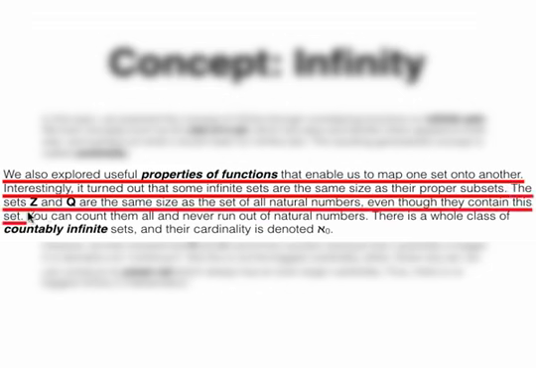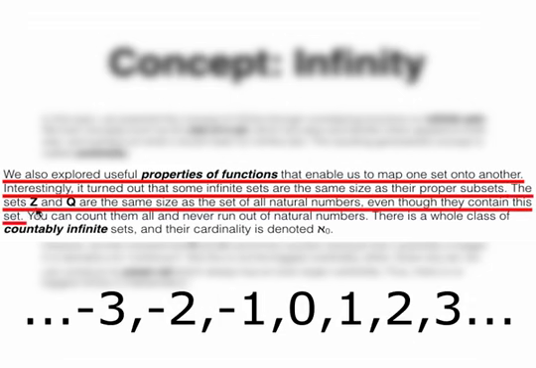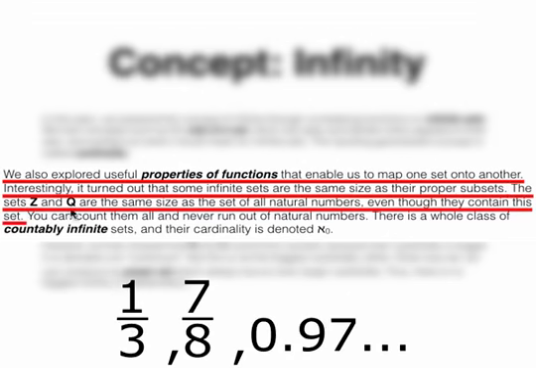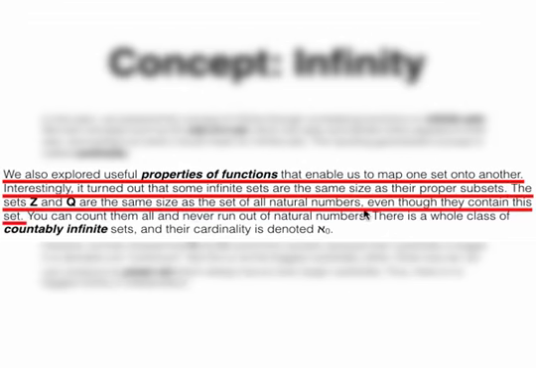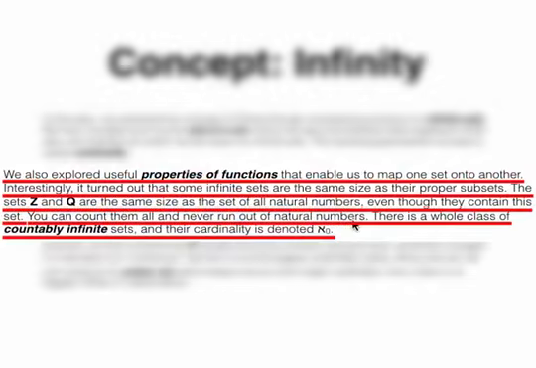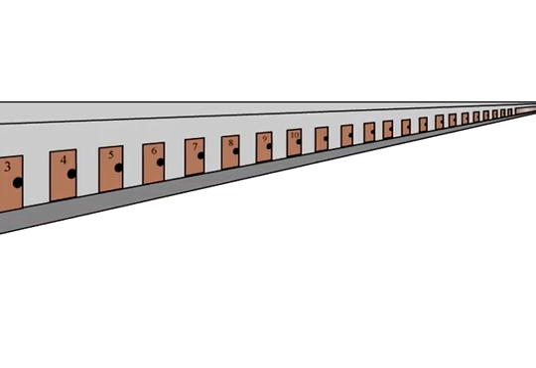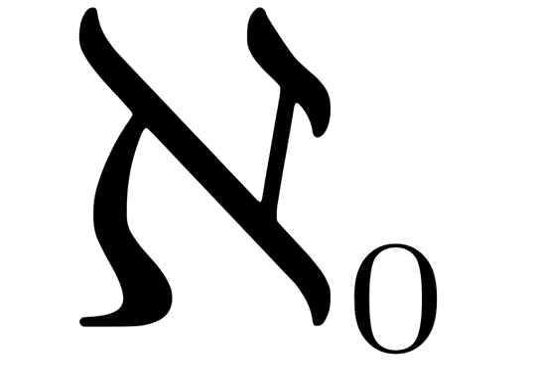So the infinite sets of integers, for example, and rational numbers are the same size as the set of all natural numbers, even though they contain this set and much more. But since you can count all of their elements and never run out of natural numbers, if you can make a sequence that covers the whole set, that means that the natural numbers are at least as big. And since they're at least and at most as big, they're really the same size. There's a whole class of countably infinite sets, and their cardinality is denoted aleph null.